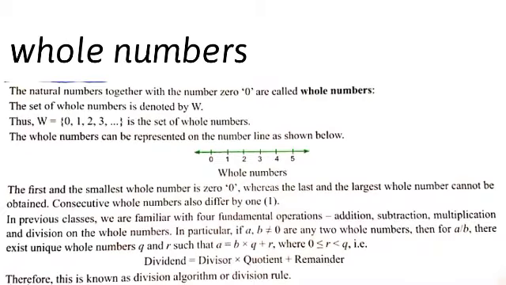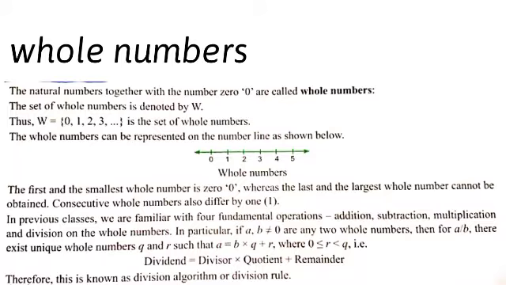Whole numbers. The natural numbers together with the number 0 are called the whole numbers. That is, the set of whole numbers is denoted by W, and W is 0, 1, 2, 3, 4, and so on. It starts with 0 and goes on to infinity. The whole numbers can be represented on the number line as shown below. It starts with 0 and goes on. The first and the smallest whole number is 0, whereas the last and the largest whole number cannot be obtained, as consecutive numbers always differ by 1.